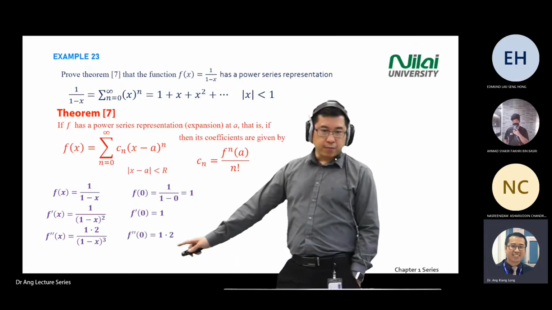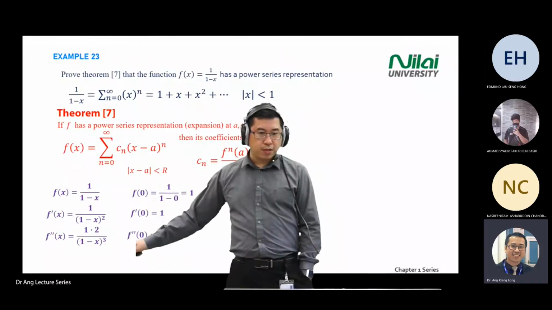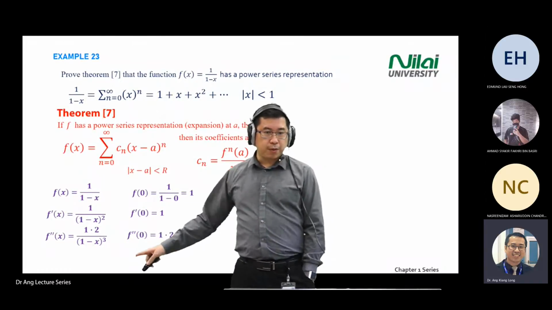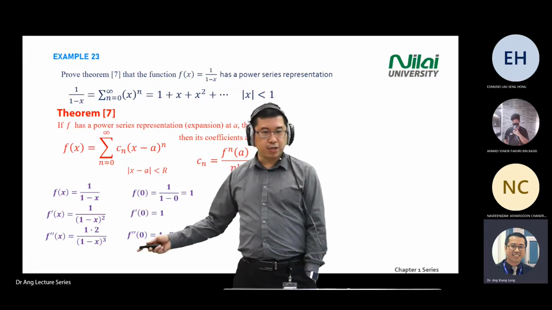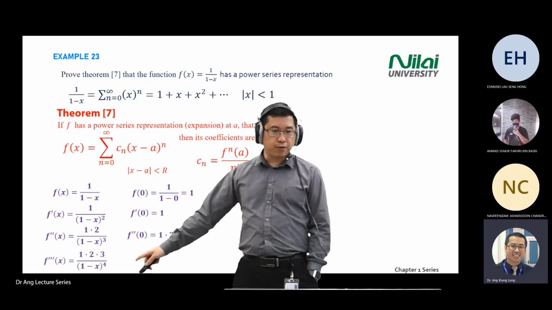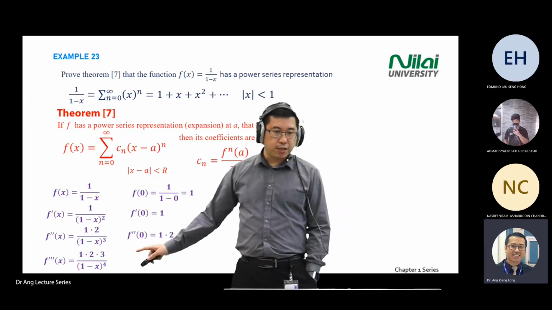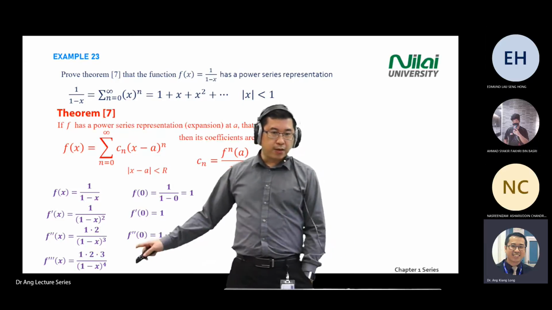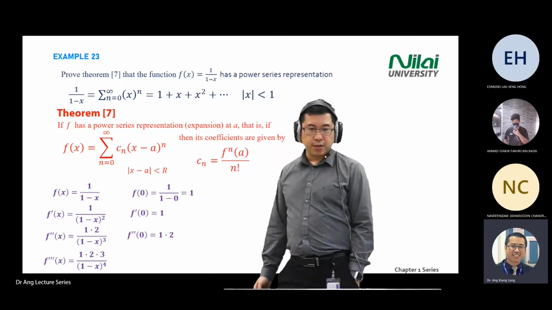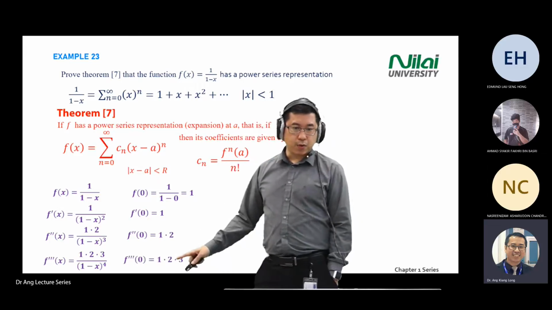Then you replace x equals 0 in the double differentiation. So you'll get 1 times 2. Below there is 1, and then you power 3, you still get 1. You get 1 times 2. You continue to do the third one. Differentiation the third time, you'll get 1 times 2 times 3 divided by (1 minus x) power 4. You substitute 0 in the equation, you'll get 1 times 2 times 3.